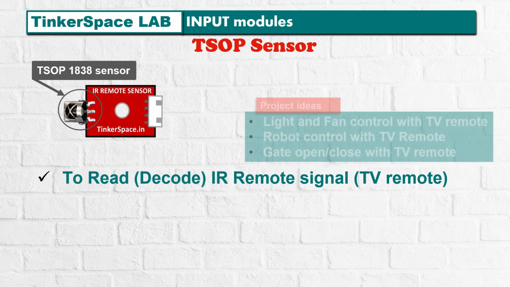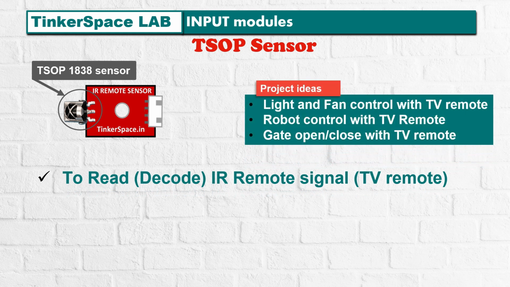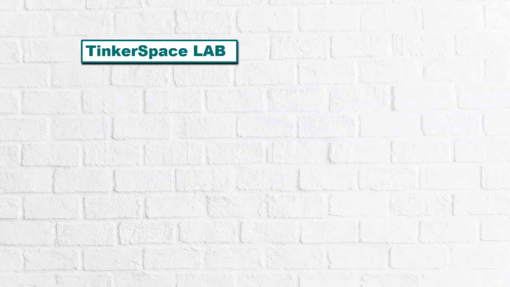Example project ideas are you can use a TSOP sensor to control devices like lights and fans with a TV remote. Build a robot that can be controlled using a TV remote. Create an automatic gate system where you press a button on the remote to open or close the gate. These input modules are essential for making your project interactive and responsive. By selecting the right sensor, you can collect the specific data your project needs to perform its task effectively.